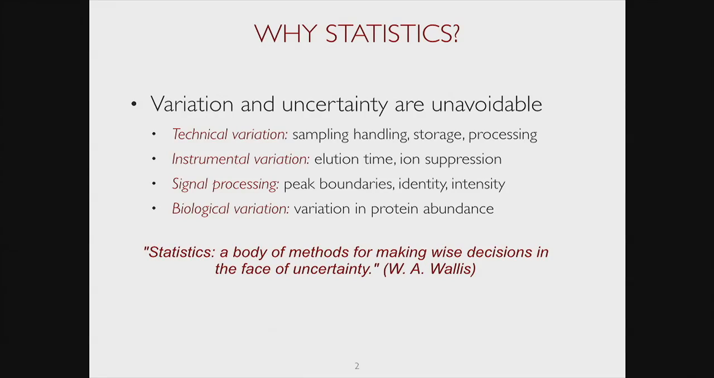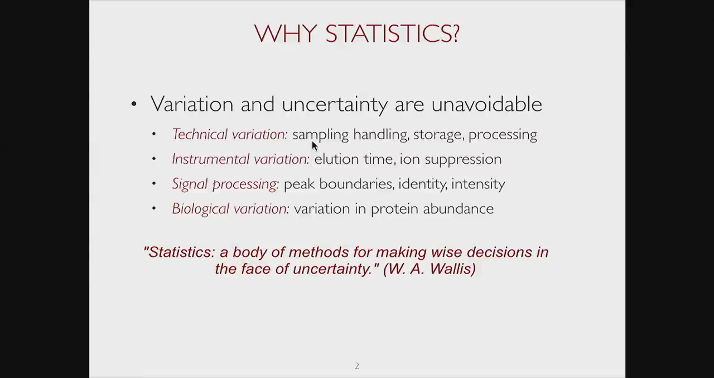As we probably have a sense already, it's important, but why, right? So what exactly are we trying to do with statistical methods? Well, the point is that in quantitative experiments, variation and uncertainty are unavoidable. And there are many types of variation and uncertainty that we have to deal with. From the experimental perspective, when we are analyzing the components of a biological sample, we worry a lot about technical variation: sample handling, storage, processing, how much different types of sample handling affect what actually comes out as far as the data at the end.